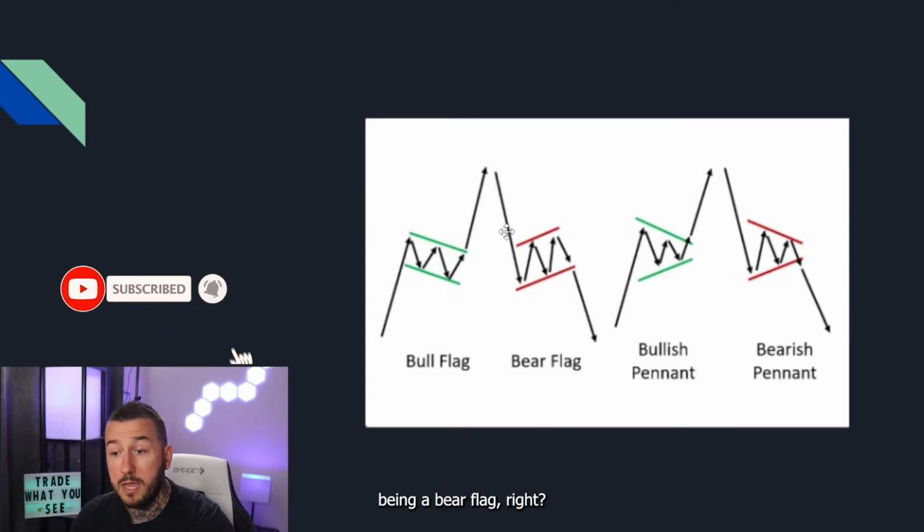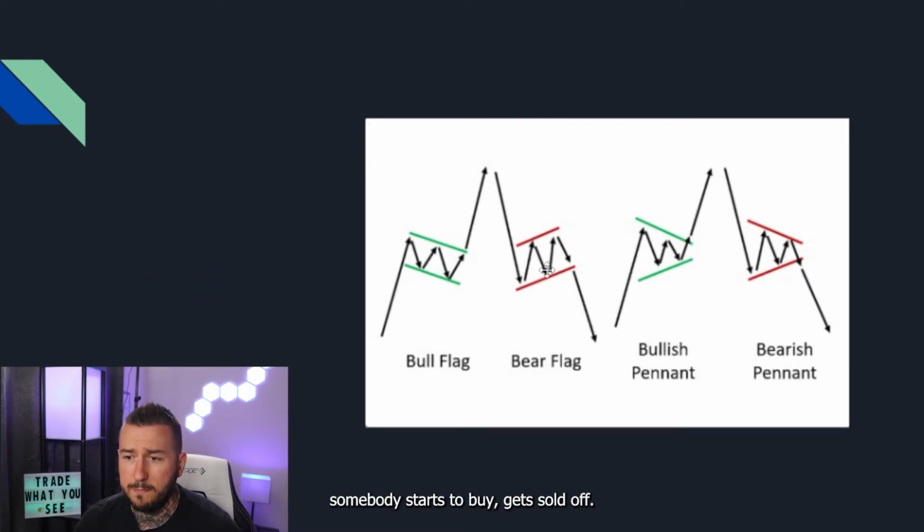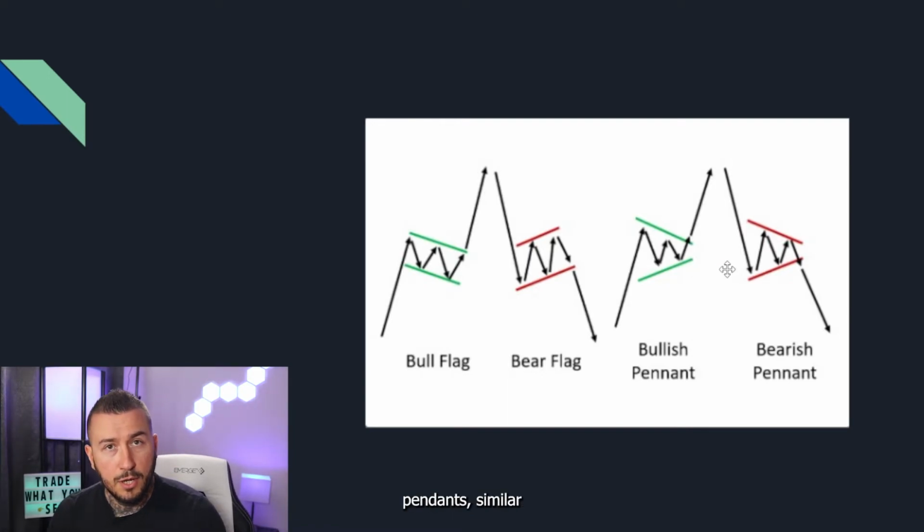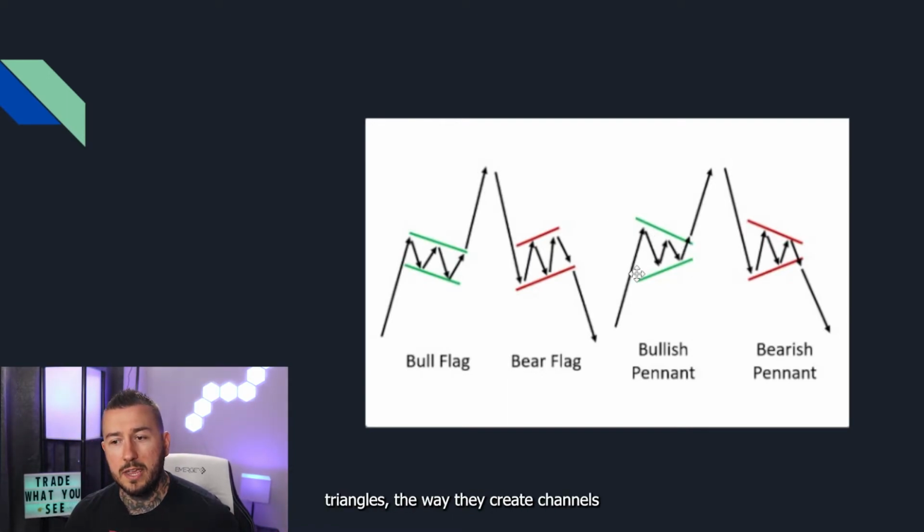The reverse of that being a bear flag, right? Stock's getting sold off, somebody starts to buy, gets sold off, somebody starts to buy, gets sold off, okay? Buyers disappear, and the stock continues in a downtrend, all right? Bullish pennants, bearish pennants, similar. The way they set up, the way they create triangles, the way they create channels is how we identify them, okay?